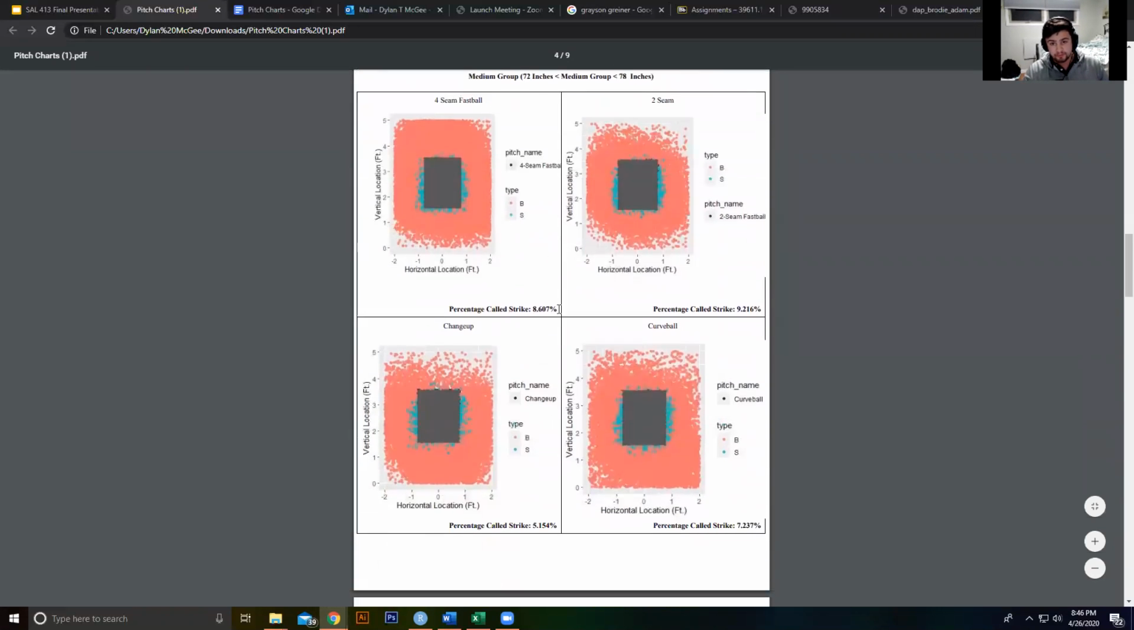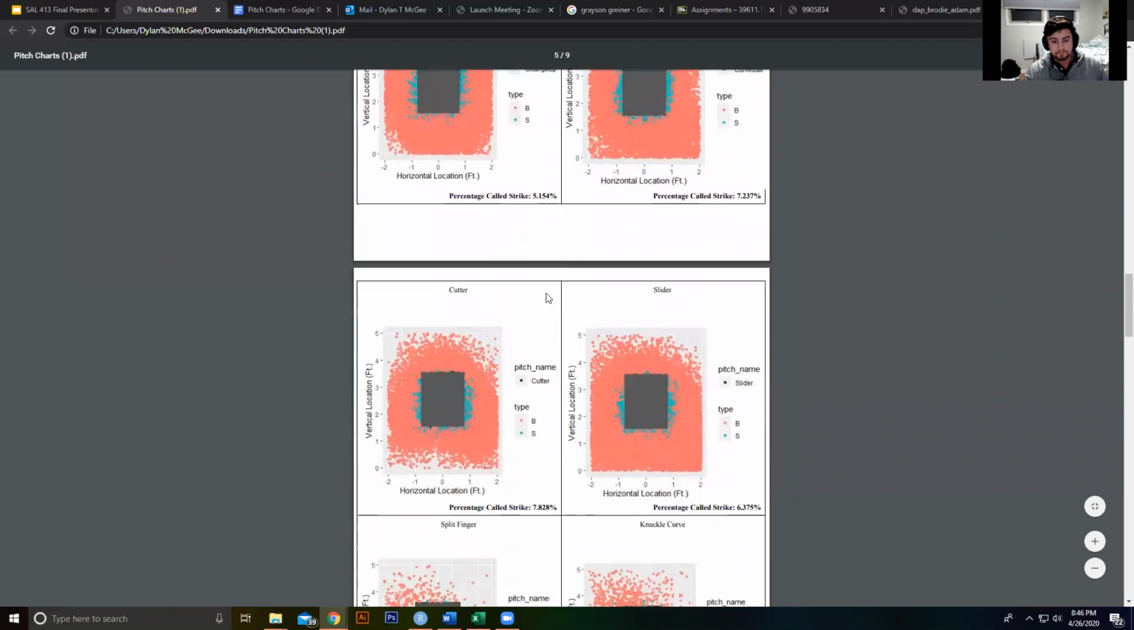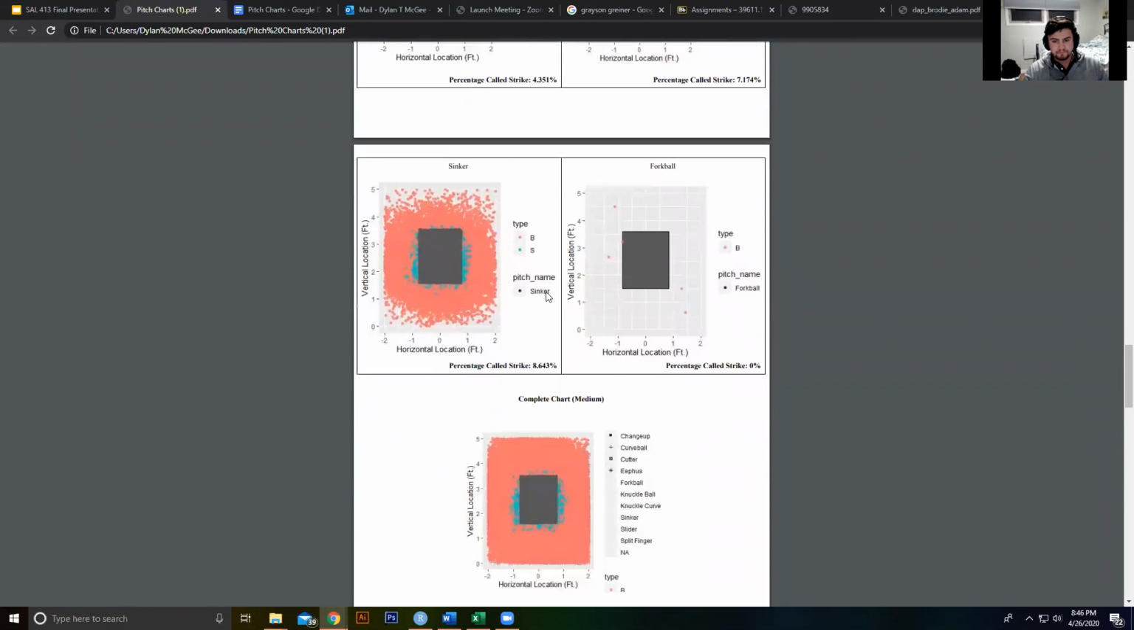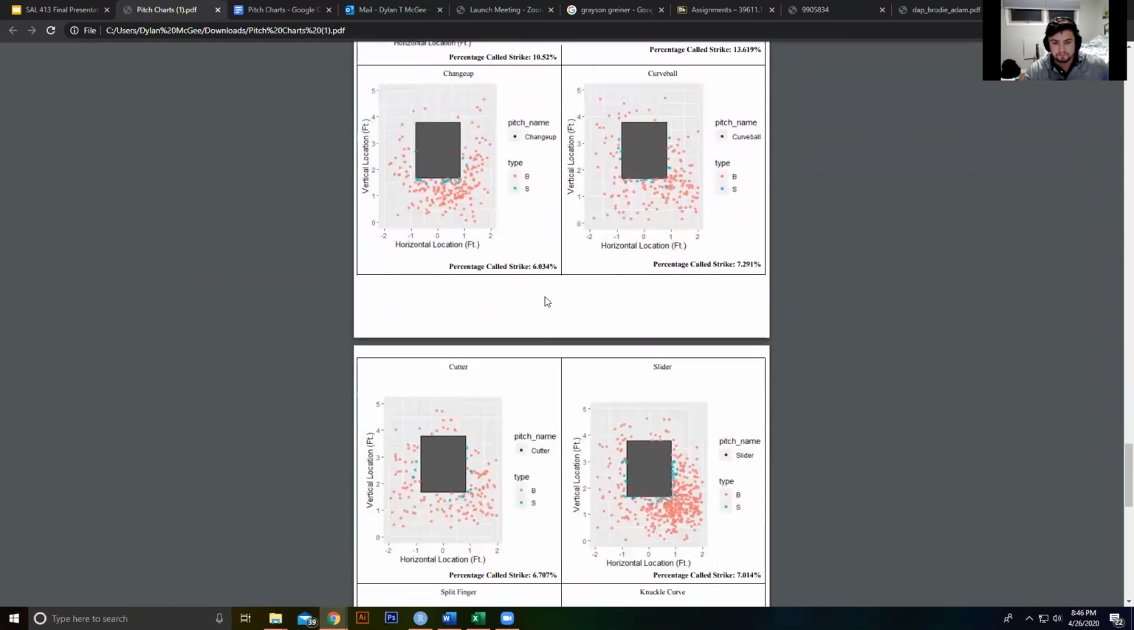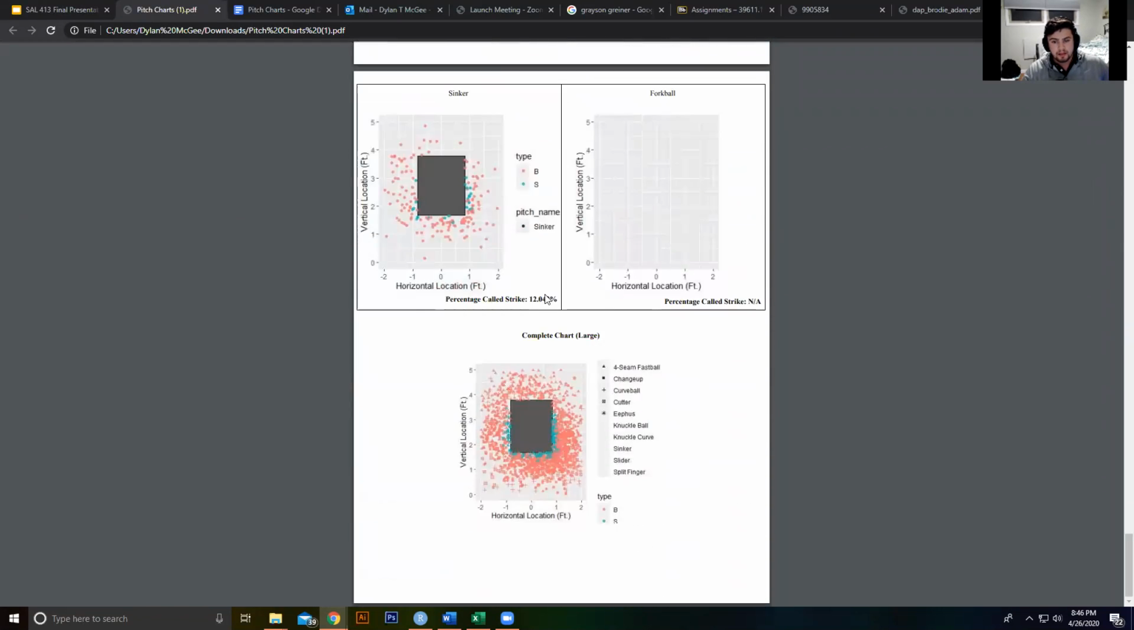And then just to briefly show you, this is the medium group. This is their complete chart. And then here's the last group and their final chart.